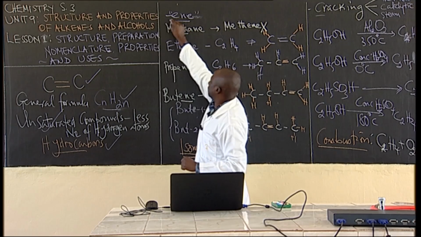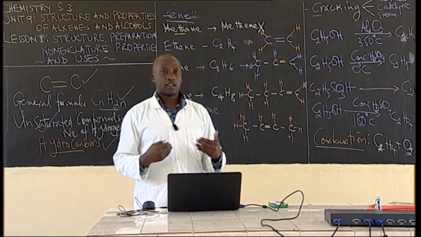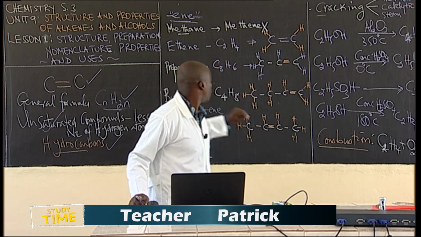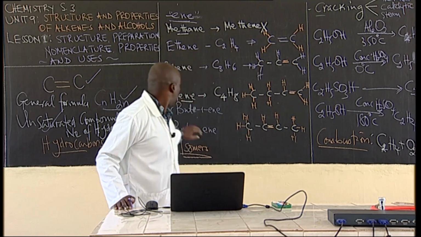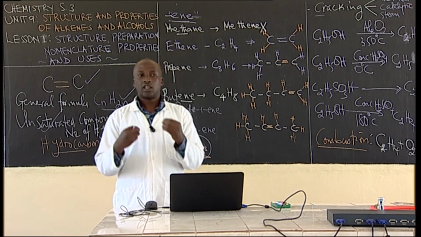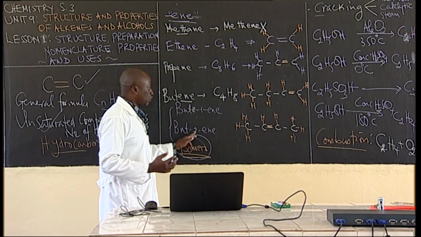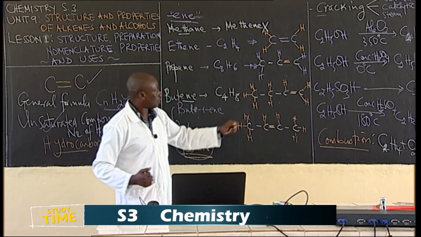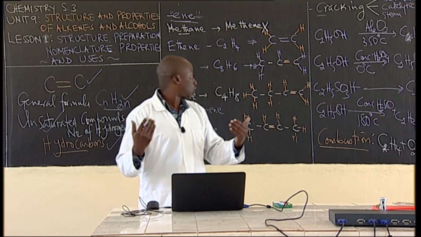Then we looked at the naming. When we looked at the naming, we said their names end with the suffix "ene." That's why they are called alkenes, because they end with "ene." And we looked at some of the examples. Under the examples, we also looked at isomerism, the existence of compounds with the same molecular formula but different structures. Look at but-1-ene and but-2-ene, different positions. So these are structural isomers, positional isomers, because they differ in the position of the double bond.